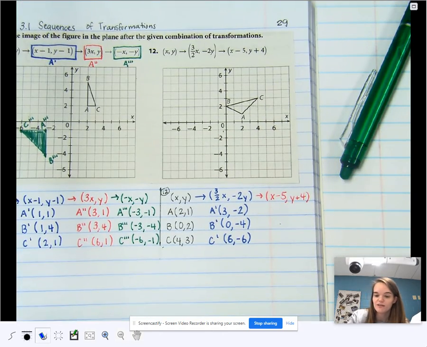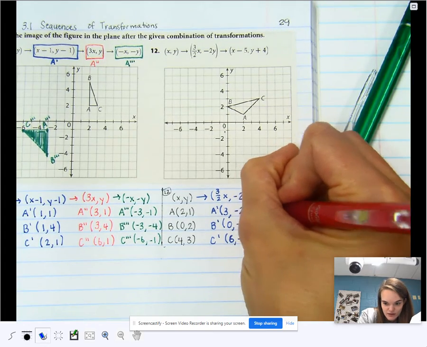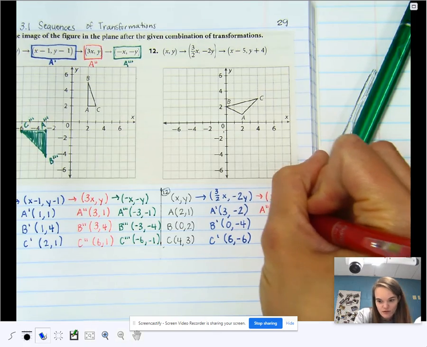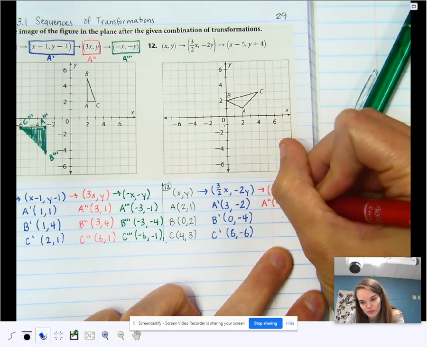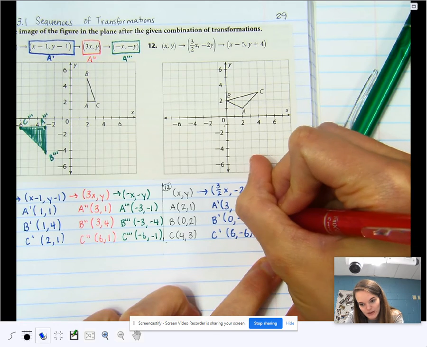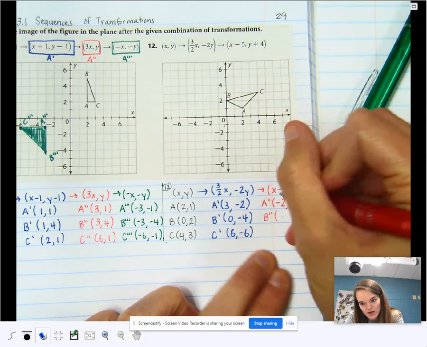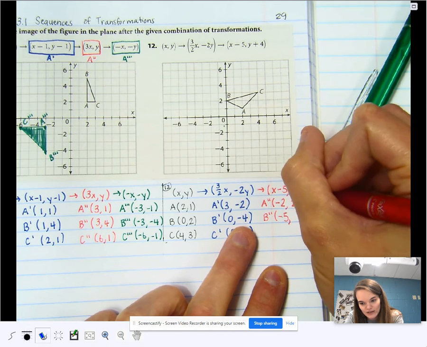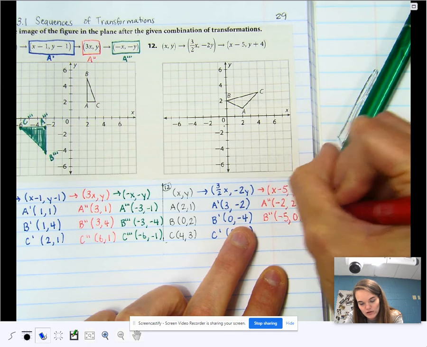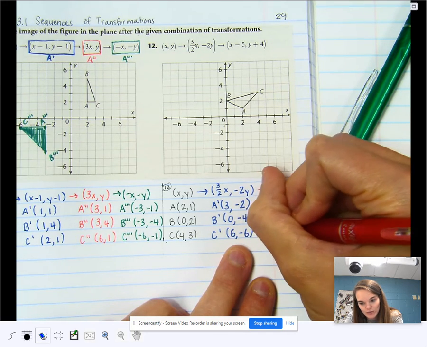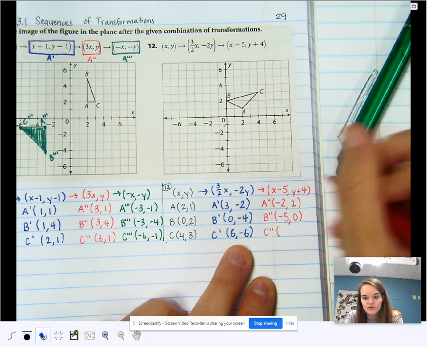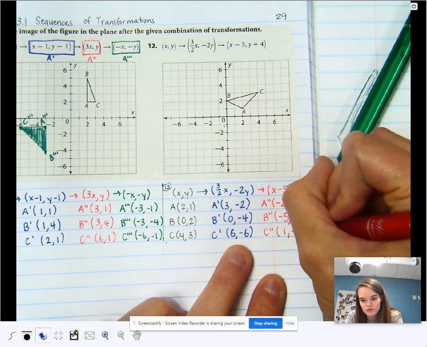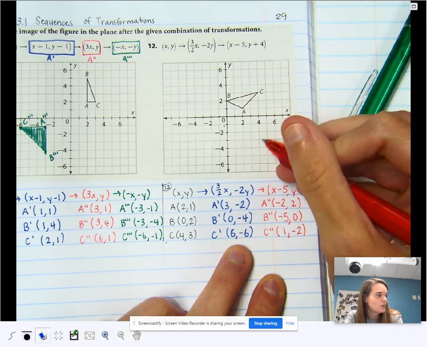Okay, then we have a translation. A double prime. 3 minus 5 is -2. -2 plus 4 is +2. B double prime. 0 minus 5 is -5. -4 plus 4 is 0. C double prime. 6 minus 5 is 1. -6 plus 4 is -2. This is my final answer that I'm going to graph.